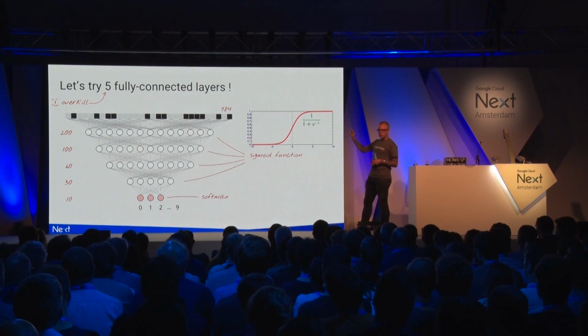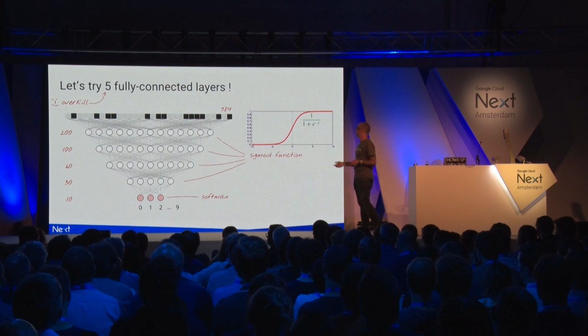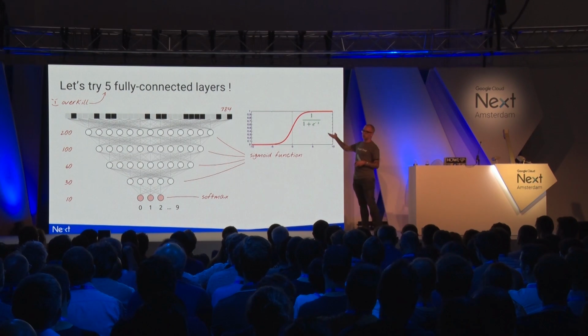Inside each of those neurons, we are going to have an activation function. One function that you might use is sigmoid.